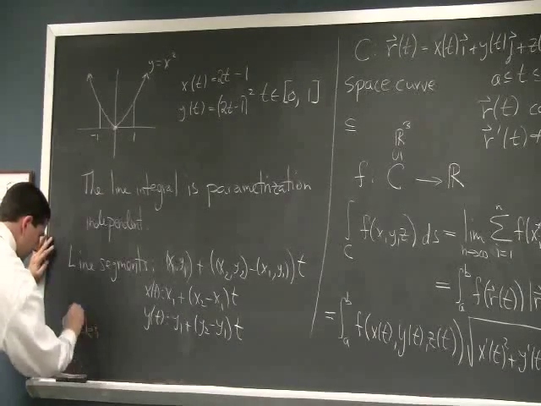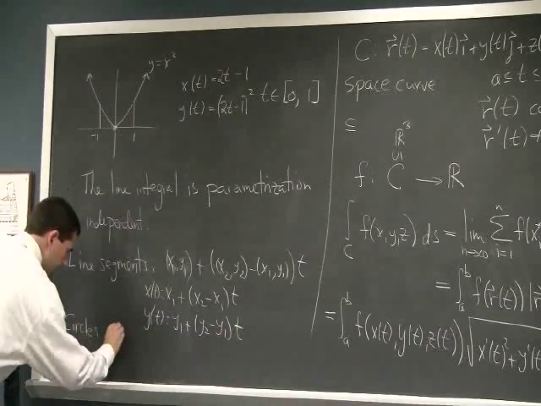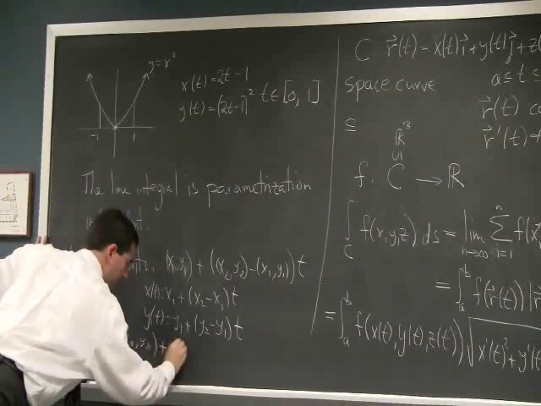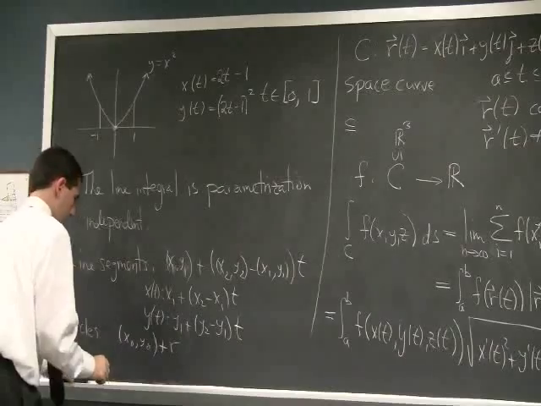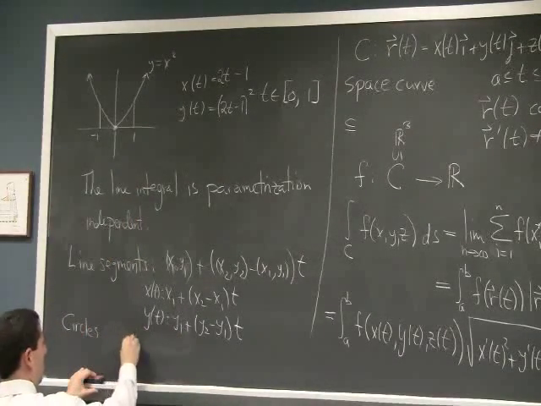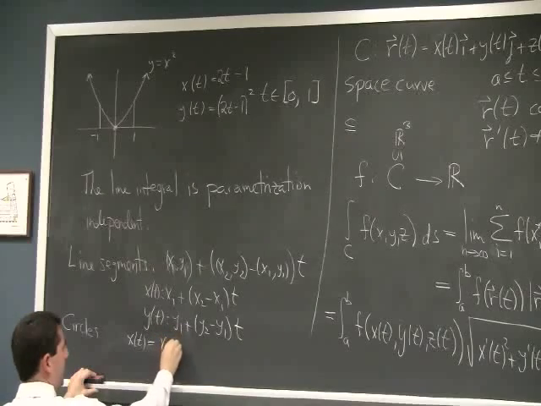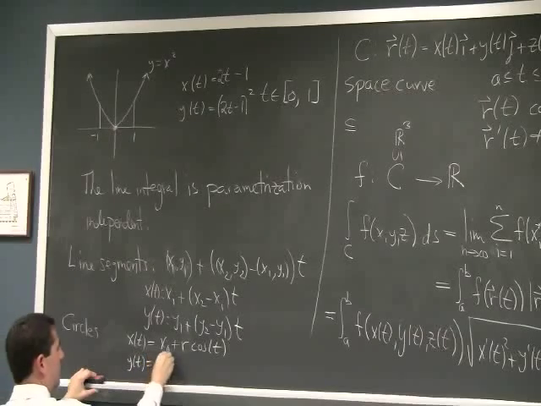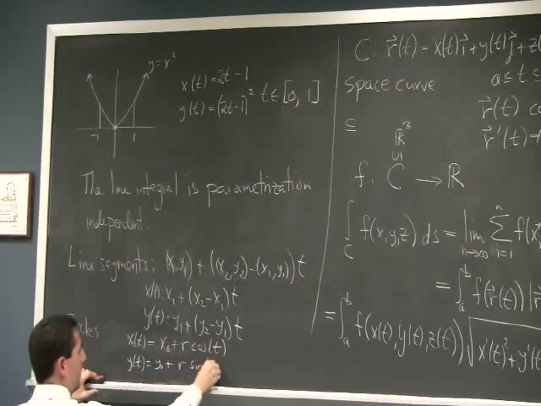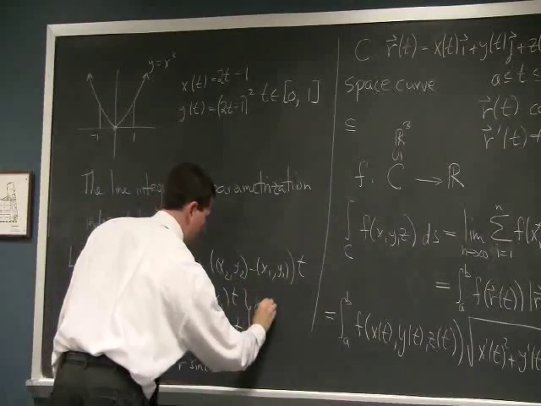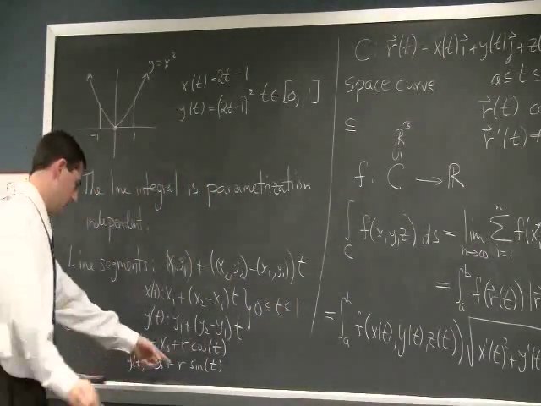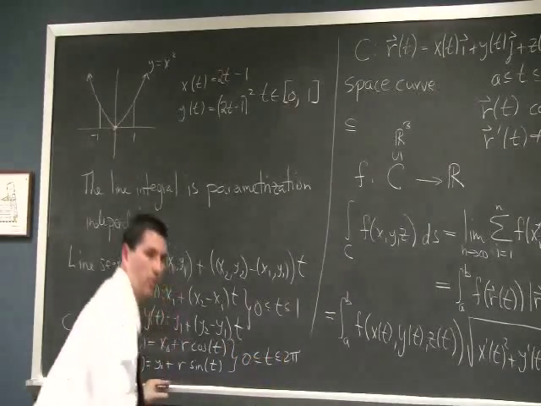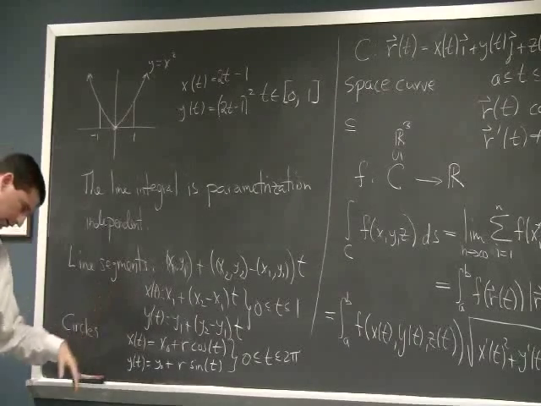Circles. If the center is x0, y0, and the radius is r, then you get x of t equals x0 plus r cosine t, and y of t equals y0 plus r sine t. By the way, in the first parameterization, t goes from 0 to 1. In this circle parameterization, t goes from 0 to 2 pi, not 0 to 1. But you could fiddle with it if you wanted to go from 0 to 1.